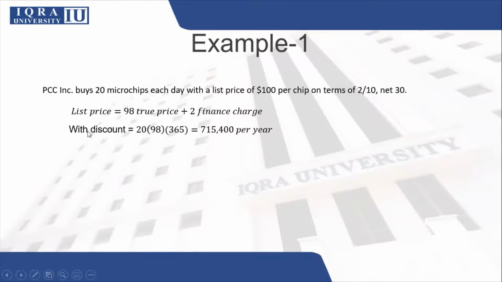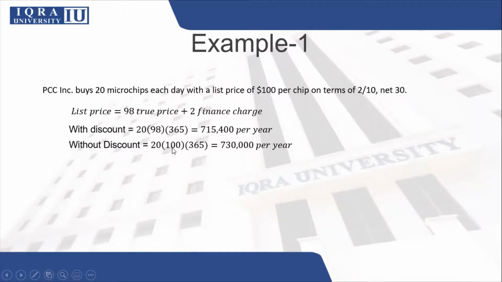you're purchasing them each day. So there are 365 days and you're purchasing them at a price of 98 because you're taking the discount. You'll make the payment within 10 days. So if you make the payment within 10 days, you will get 715,400 per year. So this will be your cost per year.